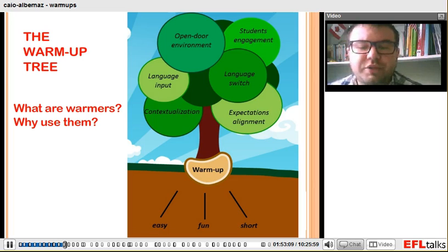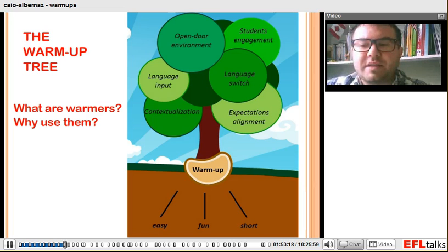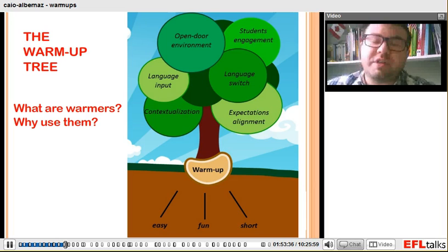So a warmer should be short. I mean, it can be a long task for students. Also, it is necessary to be easy. I mean, you don't have to really prepare students for that. You might prepare them just for the instructions. They need to know what they have to do, but you shouldn't prepare them linguistically. It should be something easy, something that they probably know about. And the third characteristic is that it should be fun.